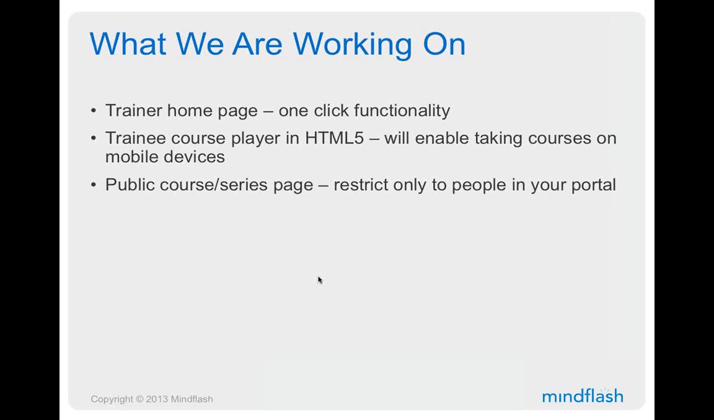And another enhancement that we're working on is our public course and series page. We currently have the ability to make a link public to a particular course or series, and then anyone who has that link can sign up for that course or series. And some of the concerns from customers like you has been, well, if that link gets truly public, like somebody posts it on Twitter or something, we might have random people taking our courses, which we don't like because it has proprietary information, or we are concerned about hitting our trainee limits because people that we don't know are signing up to take this course.